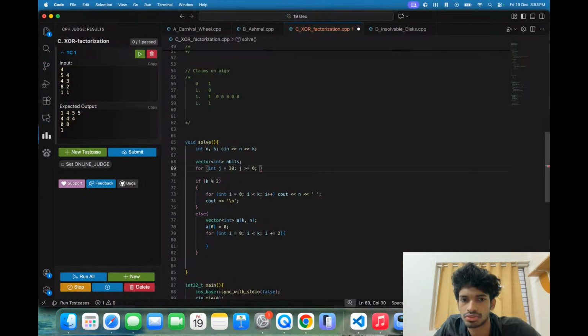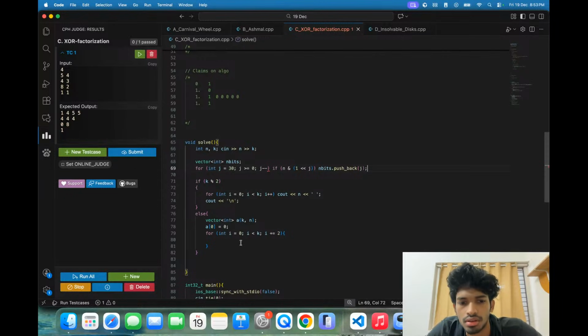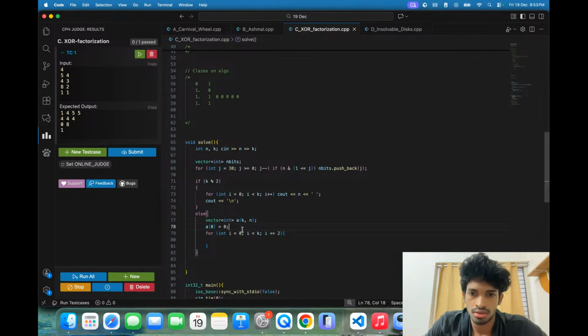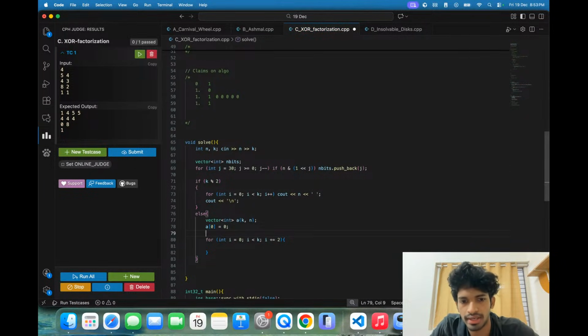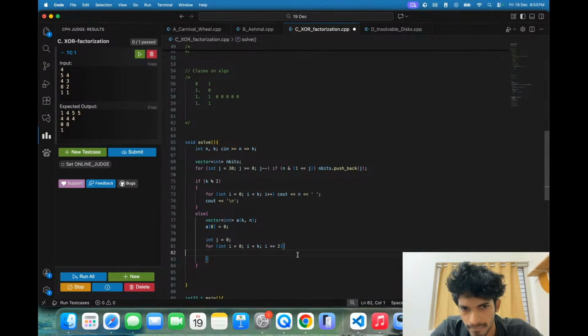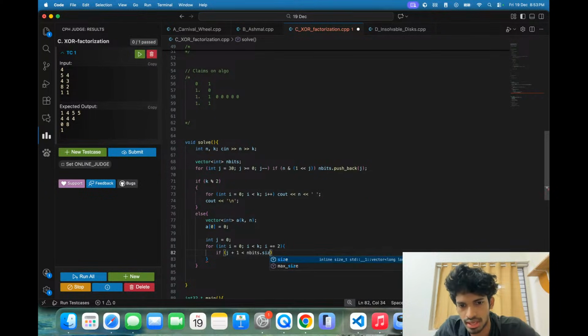j greater than or equal to 0, j minus minus. If n and 1 less than j, nbits dot push_back of j. We have again int j equals 0. Okay, if j plus 1 is less than nbits dot size.